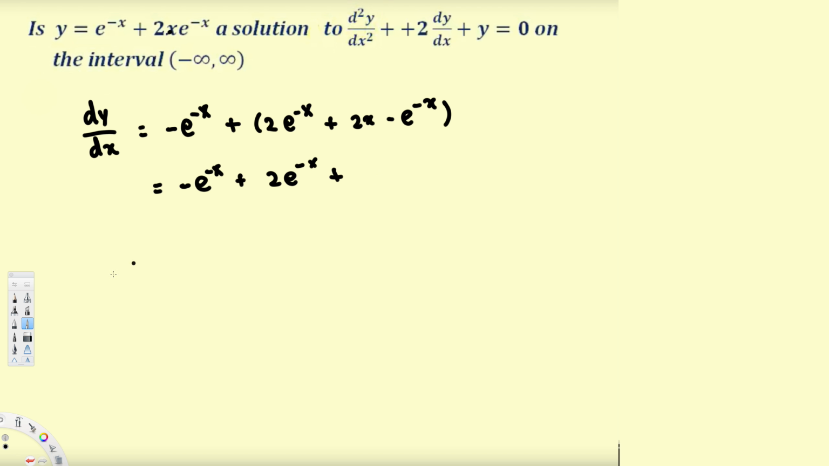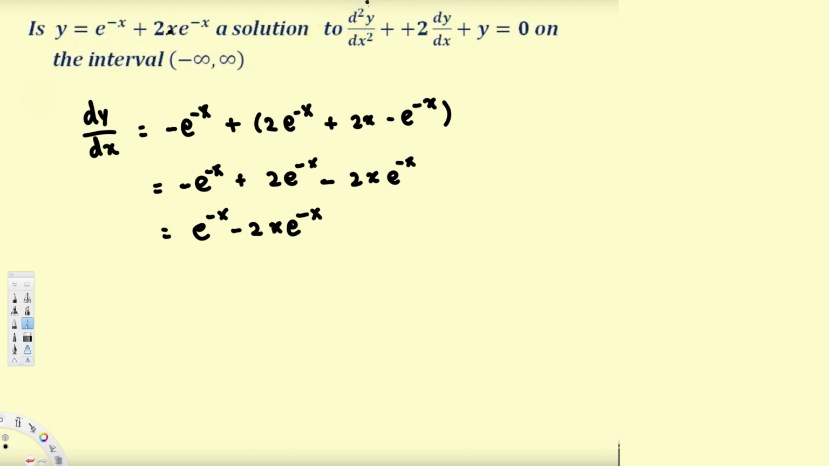If we simplify this one, that's going to be negative e power negative x, and this is going to be just 2 times e power negative x, plus negative 2x e power negative x. Here if you notice we have 2 times e power negative x minus e power negative x, so 2 minus 1, that's going to be 1. So this is going to be e power negative x, and here we have negative 2x e power negative x, so this is going to be our first derivative.